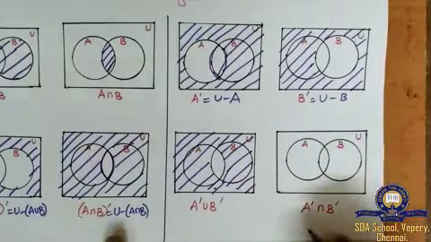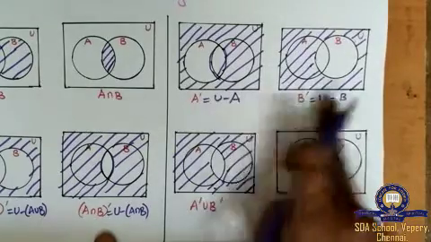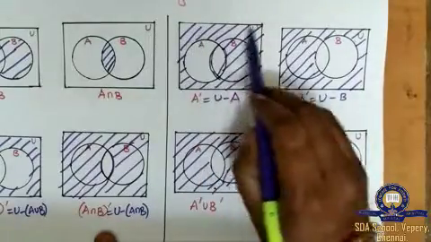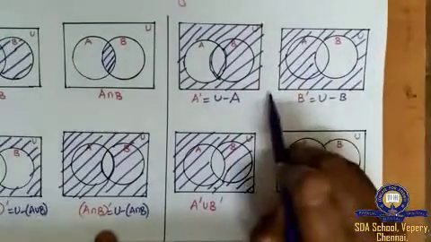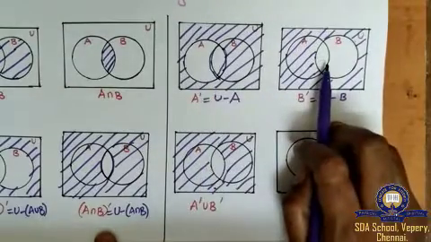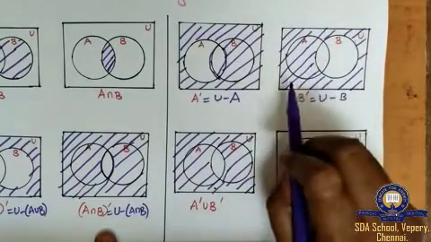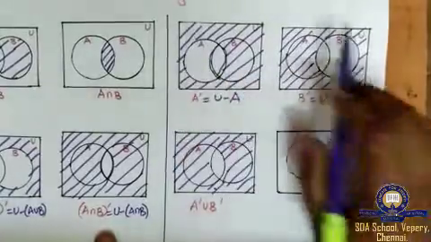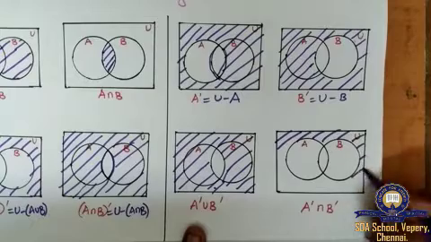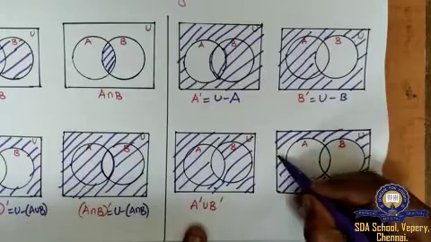Yes, that's all. A dash intersection B dash means what? See A dash and B dash, in both the sets, whichever part is shaded in common. In the universal set, both A dash and B dash have shaded parts. Here the A circle is not shaded. Here B is not shaded. Here the center part is not shaded. Here also the center part is not shaded. So which part is shaded in both? The outer part is shaded. So that is A dash intersection B dash.